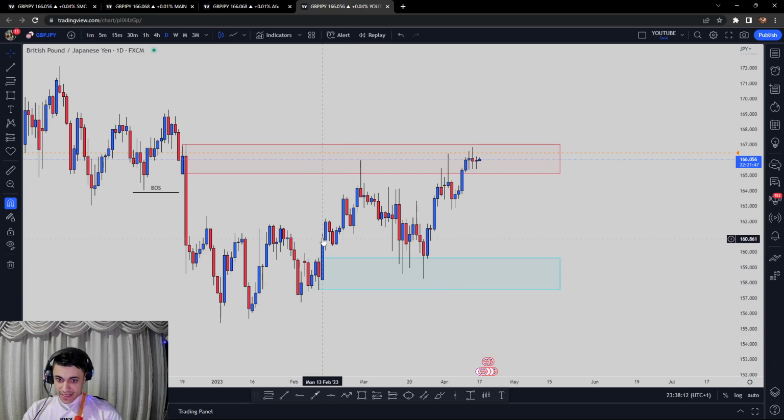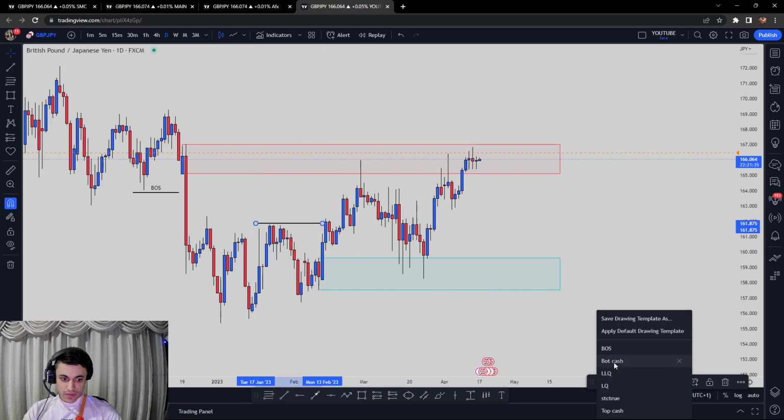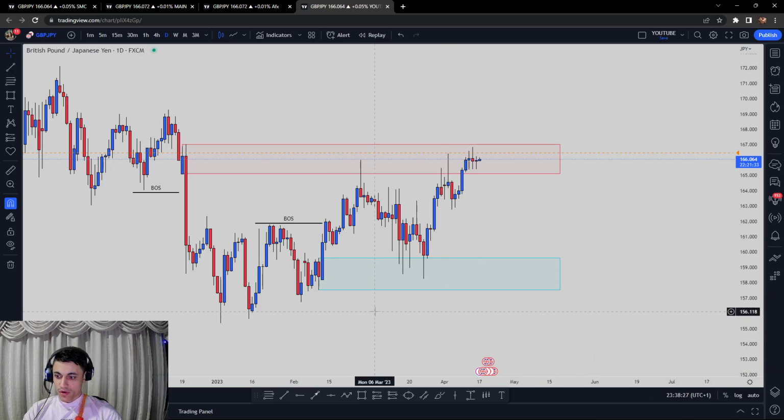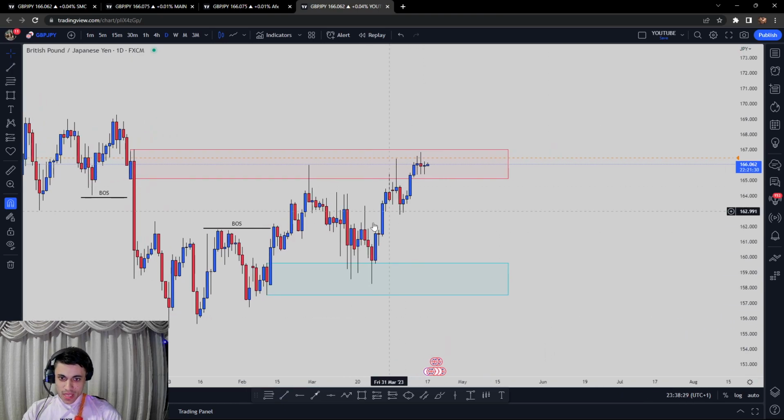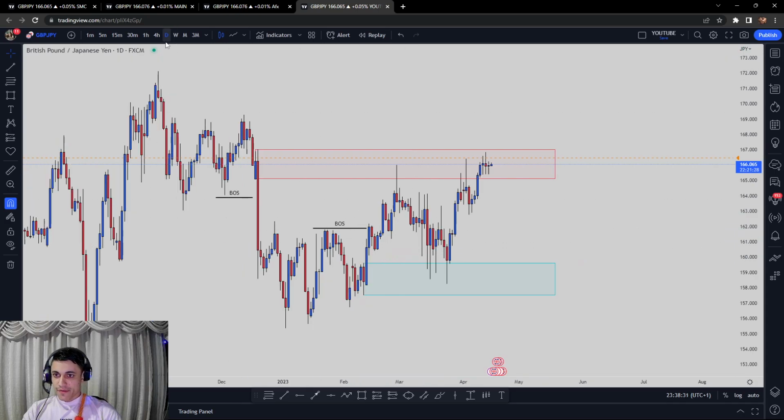Now this validates. This is a valid OB demand area because we got a break of structure right here as well. So we're going to call it BOS, break of structure. So now we have identified on the higher time frame. Always remember, we are on the daily time frame. That's how you start your analysis.